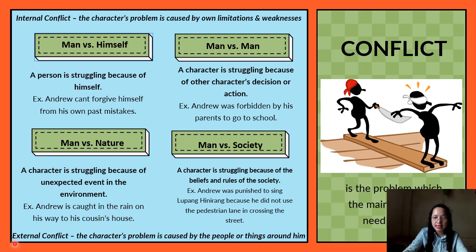The last one is man versus society. Here, the character is struggling because of the beliefs and rules of the society. For example, Andrew was punished to sing Lupang Hinirang because he did not use the pedestrian lane in crossing the street. His problem occurred because he did not follow the rule of crossing the street using the pedestrian lane. That is why he was punished to sing Lupang Hinirang.